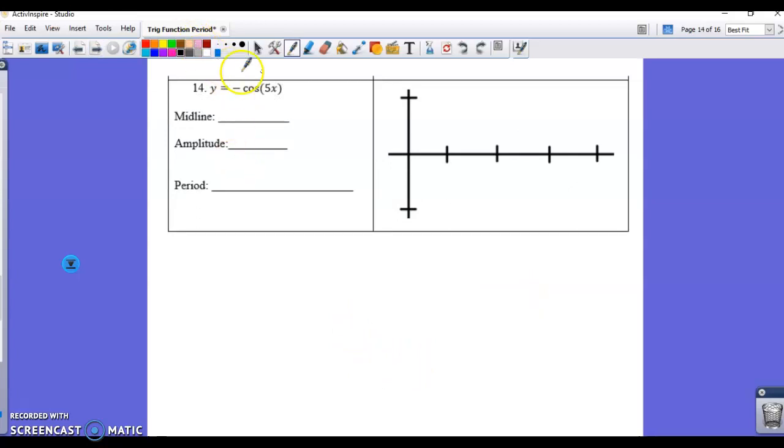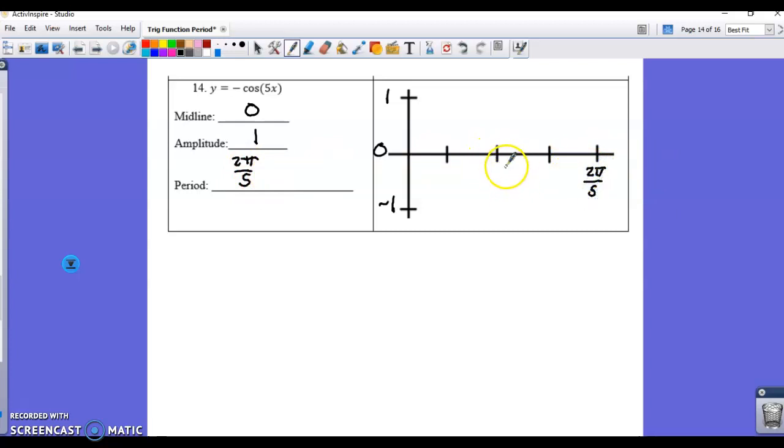All right, 14, 0 is the midline. Even though it's a negative, it's still 1 for the amplitude. So 0, 1, -1. 5x, so it'd be 2 pi over 5, which doesn't reduce or anything. So 2 pi over 5.